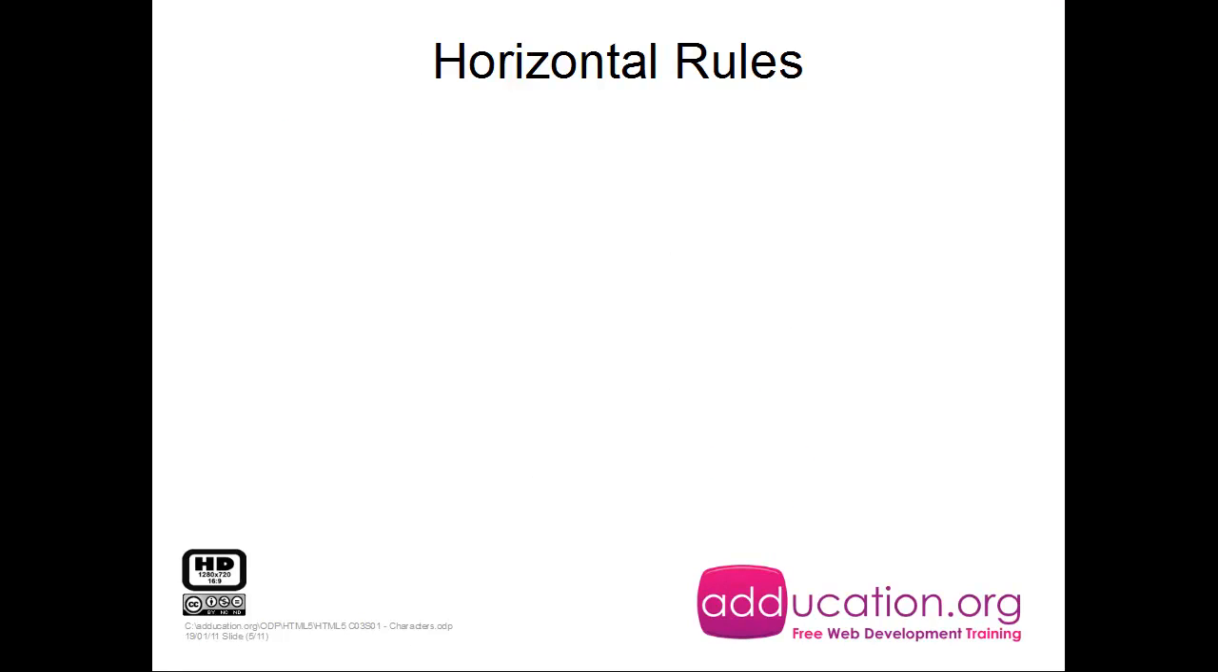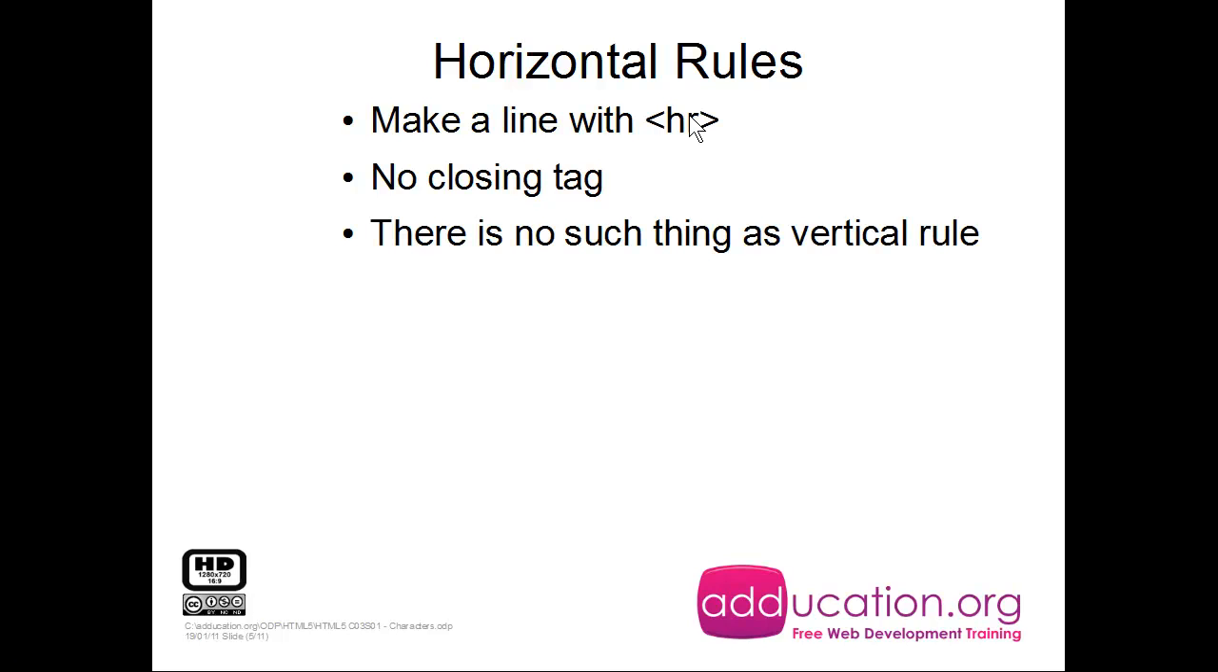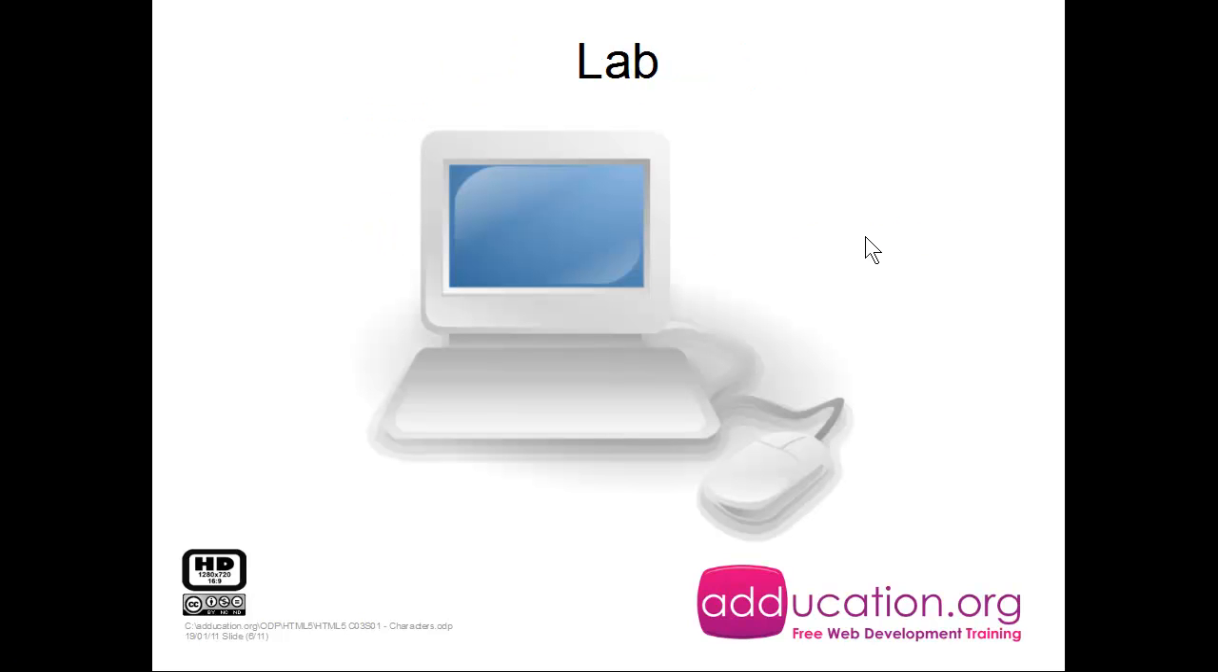Next, about horizontal rules. I can make a horizontal line with HR, horizontal rule. Again, there's no closing tag. And there's no such thing as a vertical rule. I'm sorry, there is none. We're going to see how it's going to look.